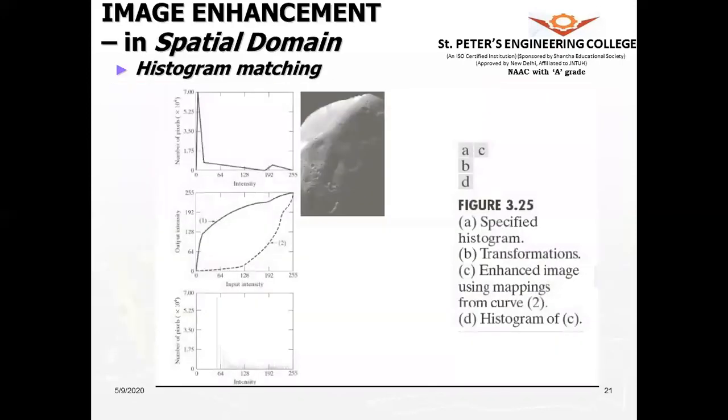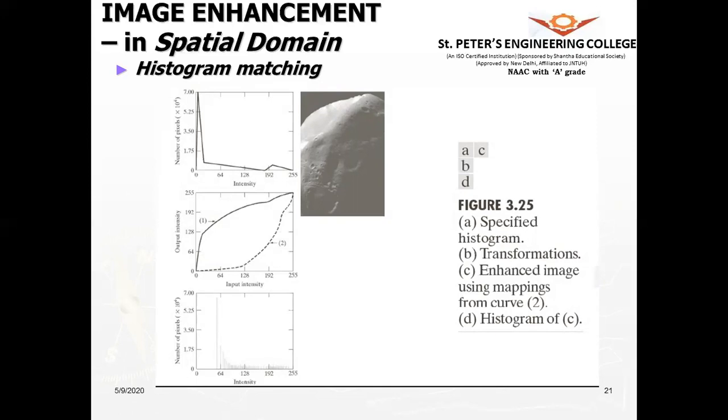Now let us look at the same Phobos moon image. So this is the histogram matching. This is the specification, the specified histogram, the constraint, and this is the transformation. So this is the enhanced image by using this curve here. This is obtained by doing the transformation, and this is the histogram of this image. So we see that the image is better than what we got by using histogram equalization.